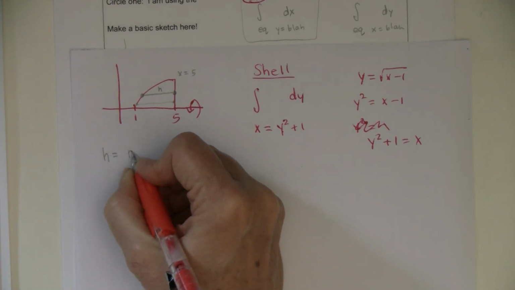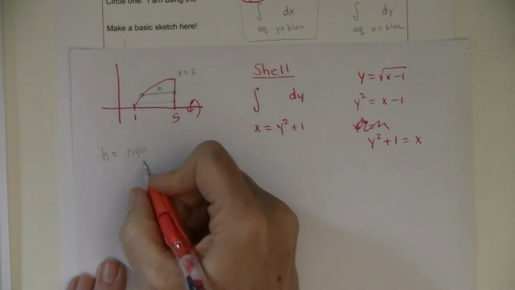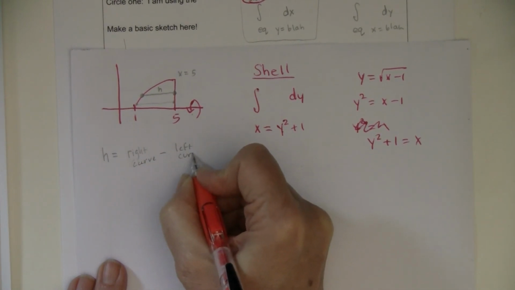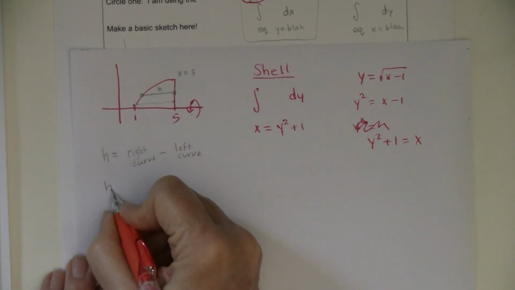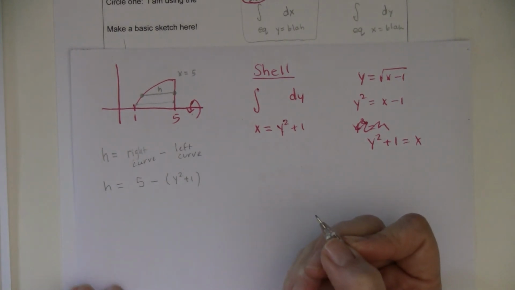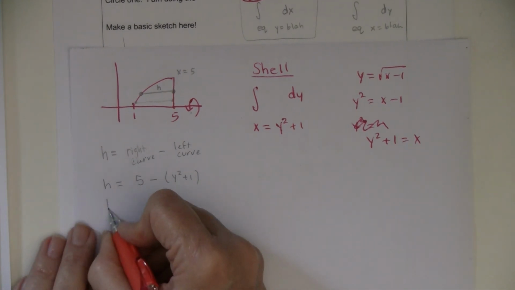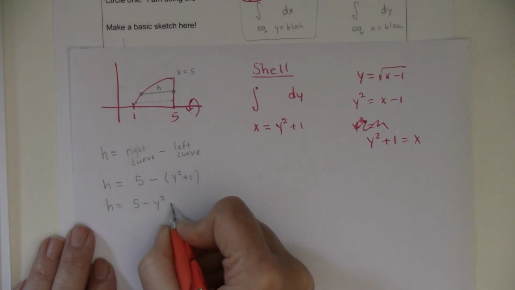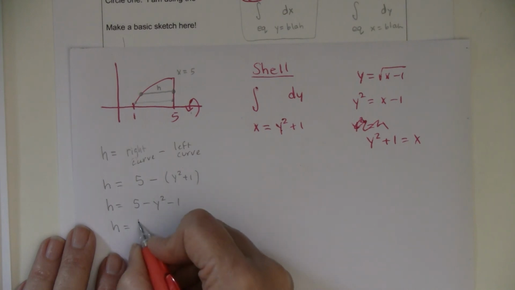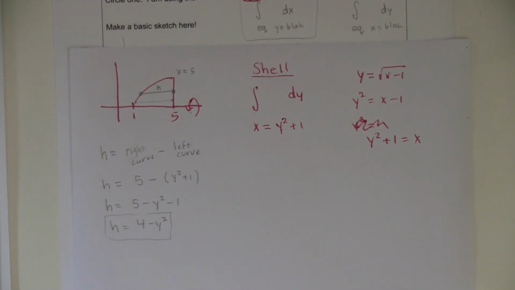So this is right curve. And so h equals 5 minus y squared plus 1. This is where calculus students lose it, as they subtract a binomial and don't distribute the negative. So h equals 5 minus y squared minus 1. So h equals 5 take away 1 is 4, 4 minus y squared. In order to use the shell method, I need to know h and I need to know r.